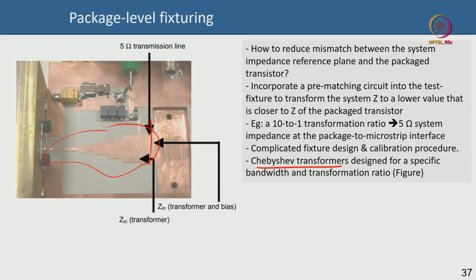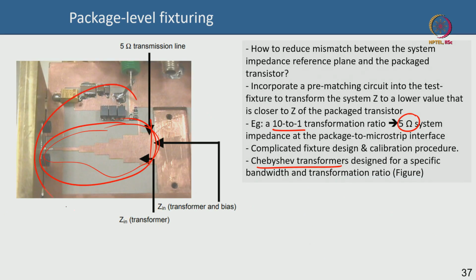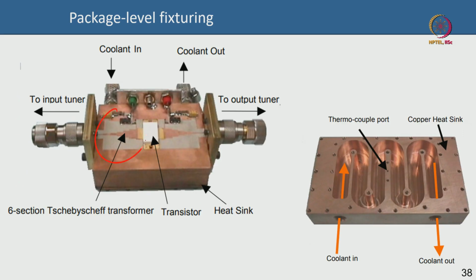Okay. So, for instance, this transformer might do a 10:1 transformation ratio, which means a 1 ohm impedance could be transformed to a 5 ohm or vice versa, and that will help you match with the 50 ohm better. So, this entire thing is actually a part of this. You can see this is the input, this is the output transformation, and this is the actual device which is packaged. This is the connection to the instrument that you are going to measure.